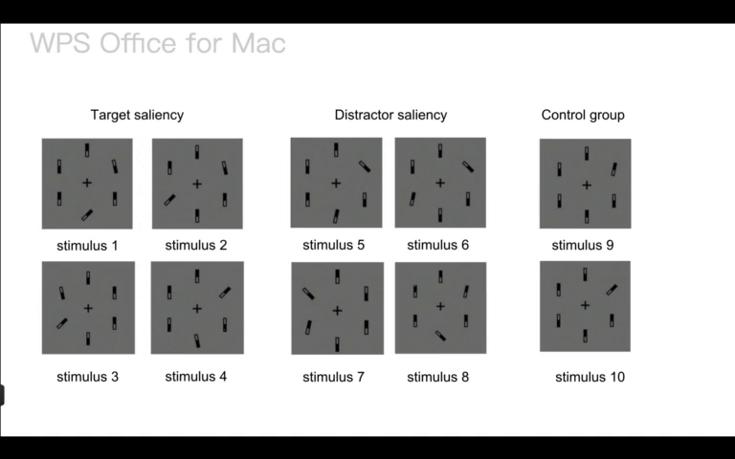Each stimulus presented was composed of 6 bars around the central cross, and there were 10 kinds of stimuli: distractor salience, target salience, and control group. There were 4 kinds of relative positions of target and distractor. The target is on the midline and the distractor is on the side. The target is on the side and the distractor is on the midline. The target and the distractor are on the same side, and the target and the distractor are on the opposite side.